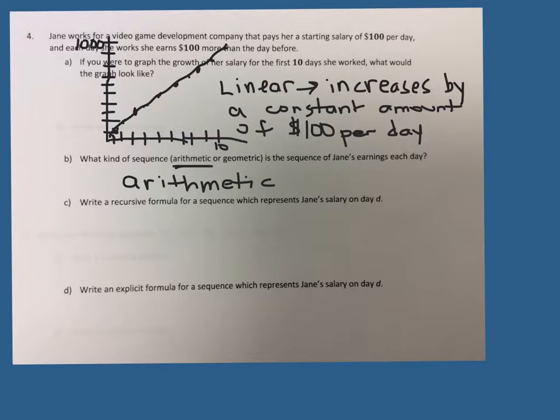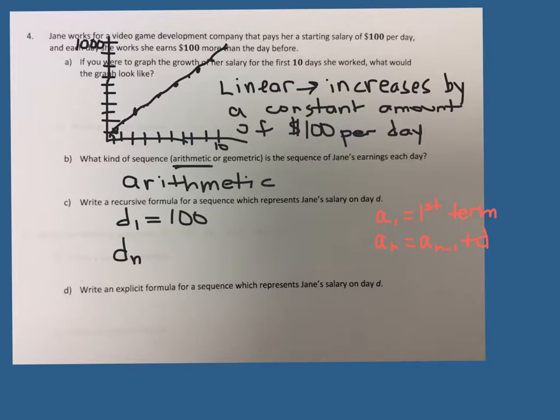Actually, instead of a, we're talking about day D. So I'm going to use d sub 1 to represent day 1, and then d sub n to represent the nth term. Okay, so on the first day, she makes $100. So day 1, she makes $100. So d sub 1 is 100. Okay, now, we know that she's making $100 more per day.